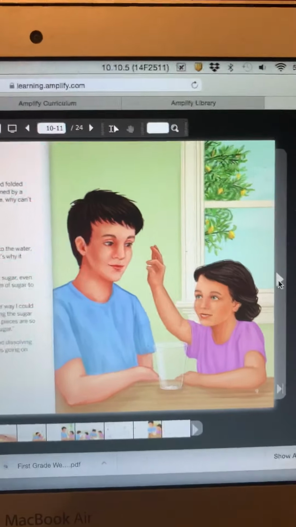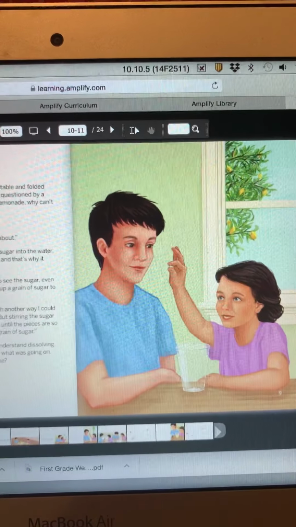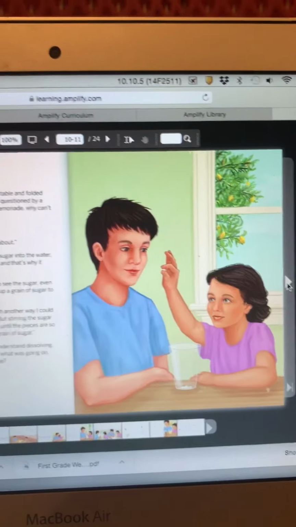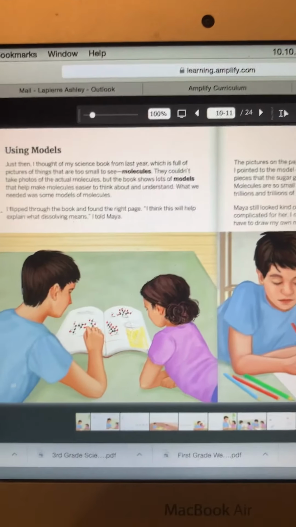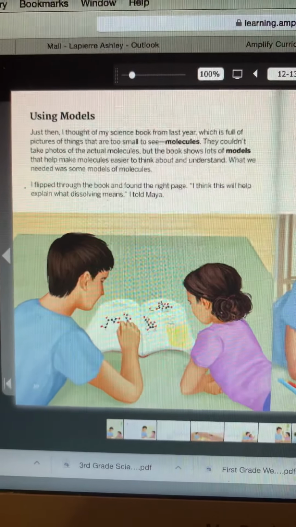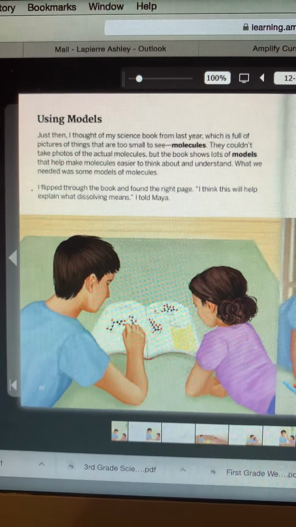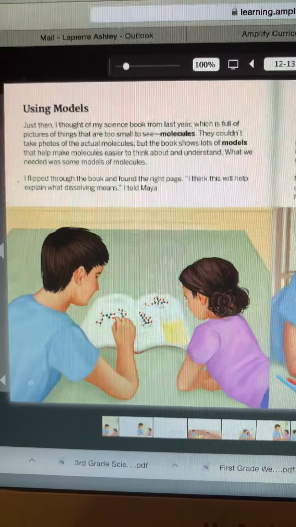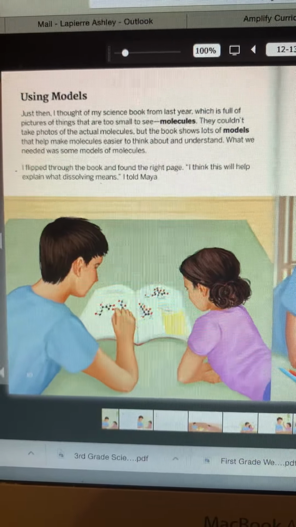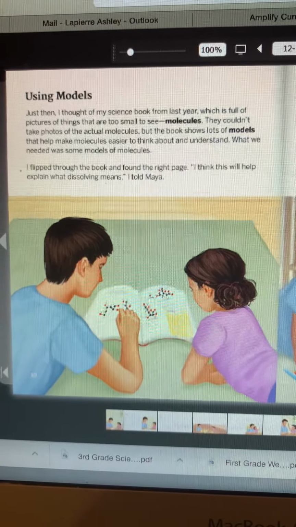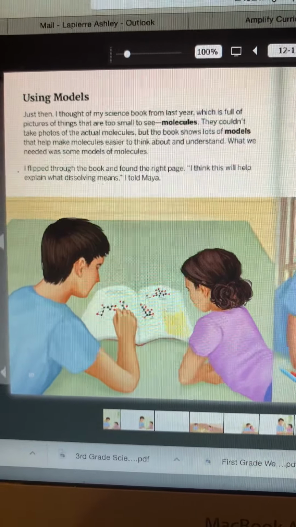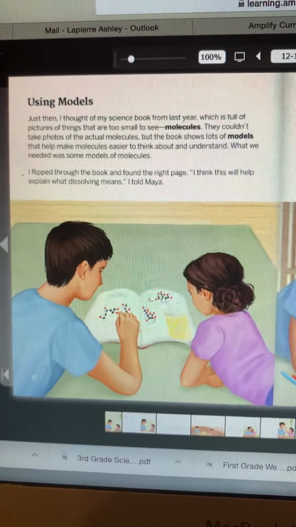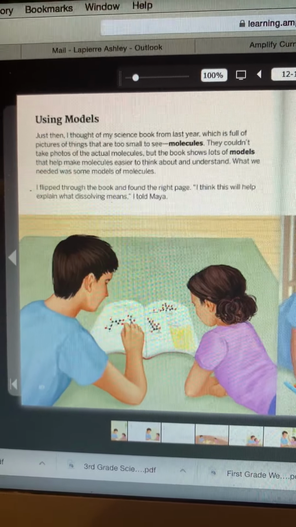Well, this is why we make models, right? So that we can have a better explanation for things that we can't see. Using a model. Just then, I thought of my science book from last year, which is full of pictures of things too small to see. Molecules. They couldn't take photos of the actual molecules, but the book shows lots of models that help make molecules easier to think about and understand. What we needed was some models of molecules.